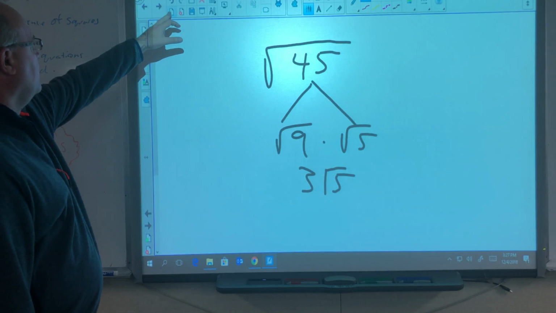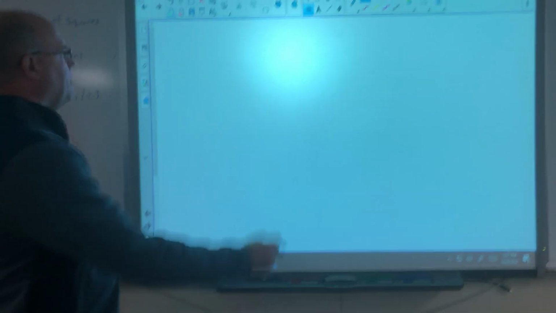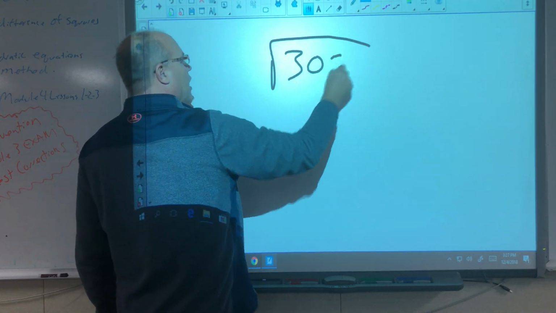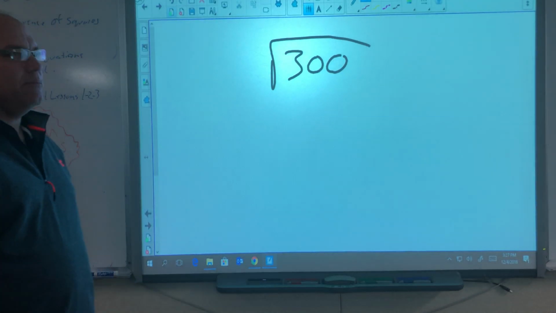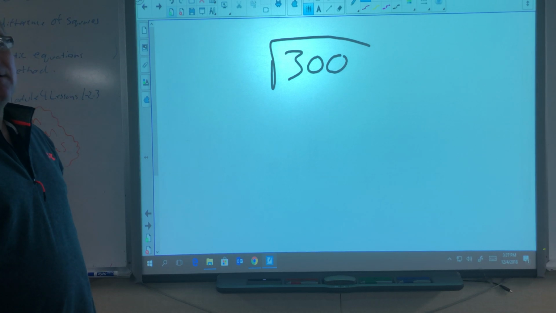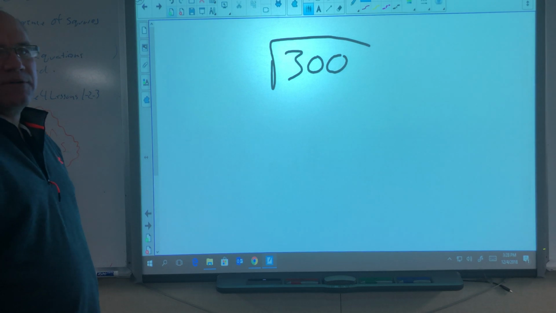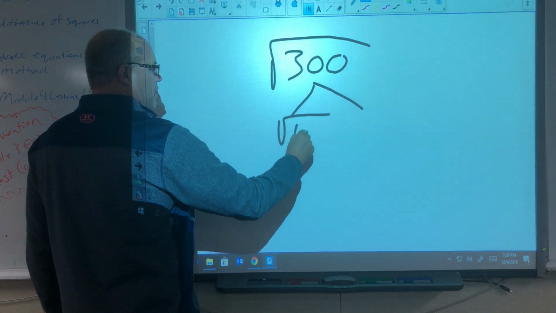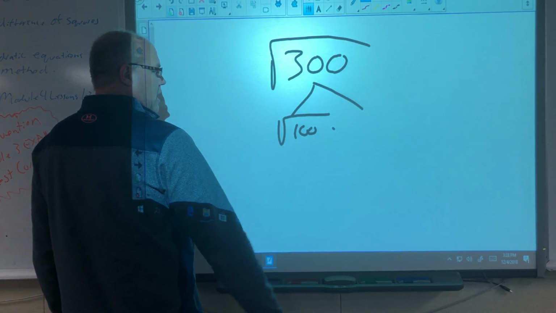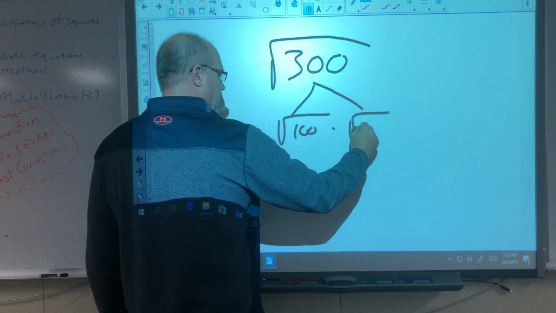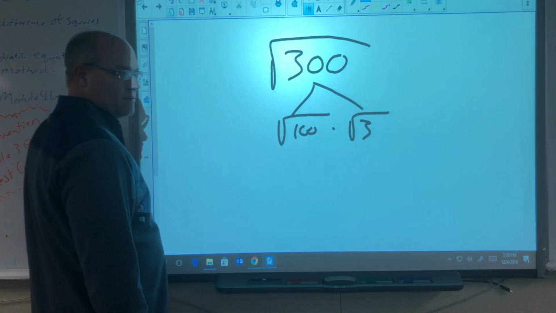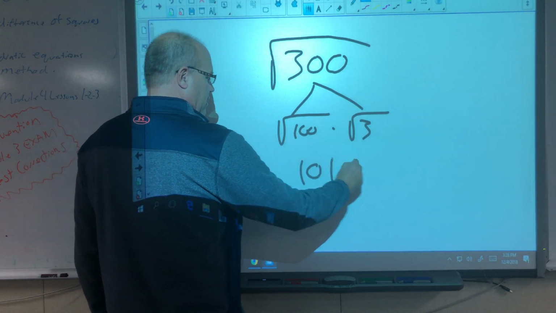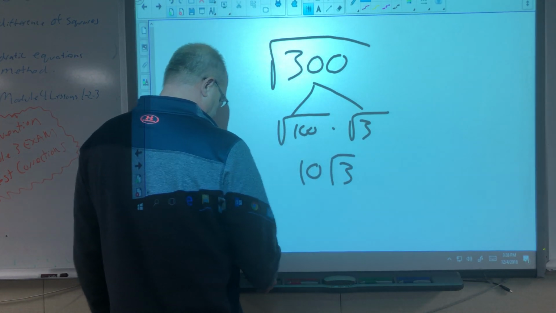All right, let's do a real hard one. How about the square root of 300? Oh, my. Well, wait a minute. Isn't square root of 100 a perfect square? That's not hard math. Square root of 100 multiplied by the square root of 3. Okay, and then square root of 100 becomes 10, so it's 10 square roots of 3.